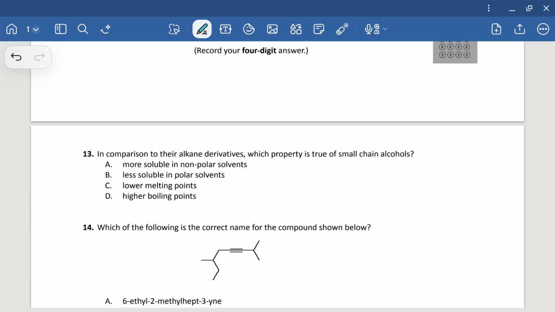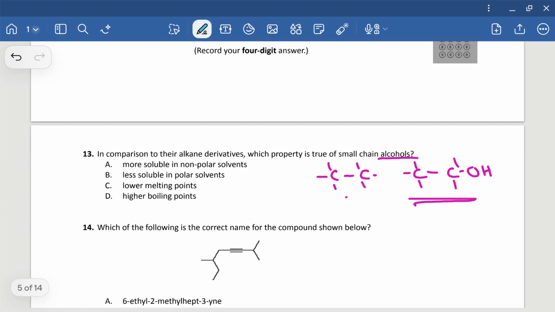Question number 13. In comparison to their alkane derivative, which property is true of small chain alcohols? So what this means is if you have a carbon atom, say this one was ethane, and you compare it to a carbon compound that has an alcohol group, we want to know what's the difference between these two. So alcohols would be more polar, and they would dissolve in polar solvents. Alcohols also would have a higher boiling point because they have hydrogen bonding, so more forces to break.